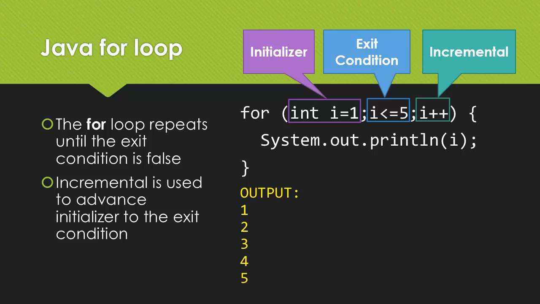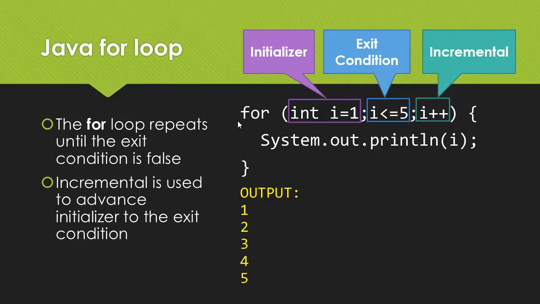So here's the syntax of one of the more popular types of loops in Java, the for loop. The for loop is a compact style loop because all the elements that you need to control when the loop starts and exits and the incremental are all built into the top of the loop.